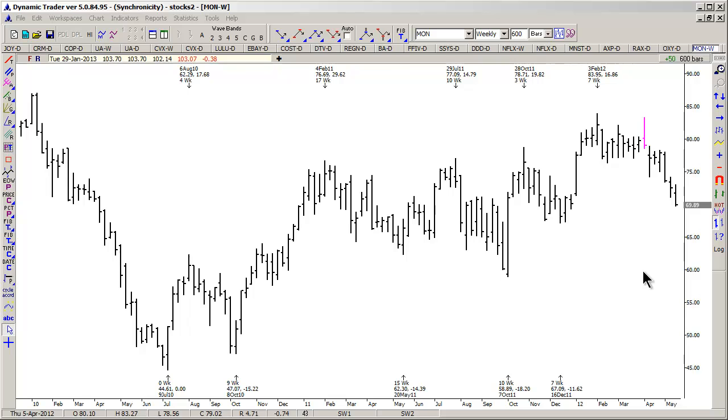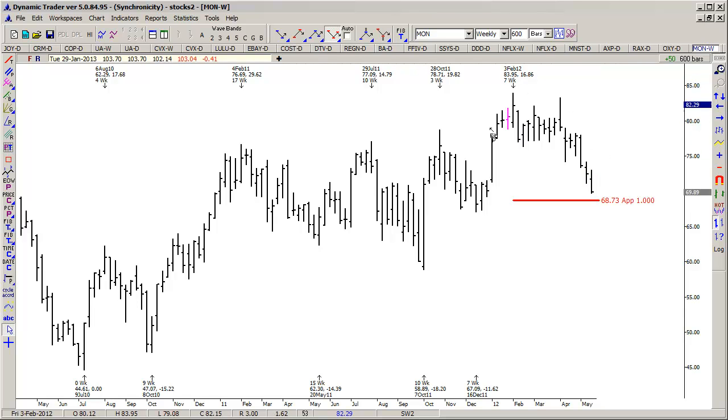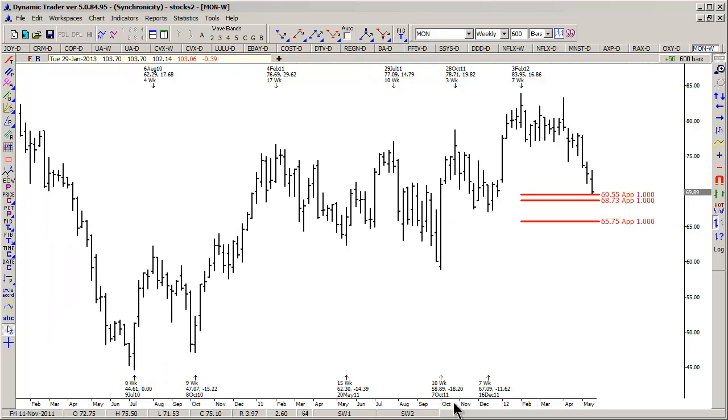So typically I like to start with symmetry projections. So I'm going to take some of these prior declines within this larger uptrend and project from the high at that time, which was the February high. Okay, so I've got one swing there, I've got another swing here, another one here. Now this one we would have already gone through. Okay, so that one is no longer valid because it violated the zone. So we have some pretty good symmetry projections right there by itself.